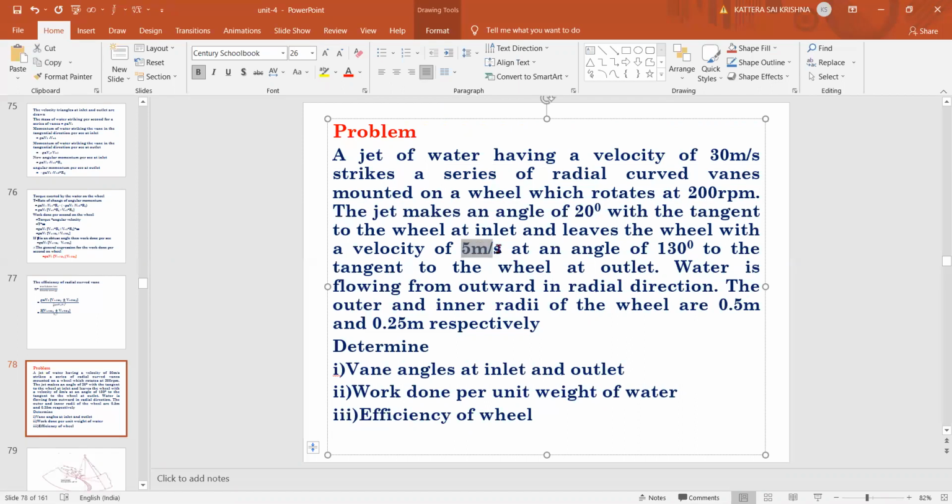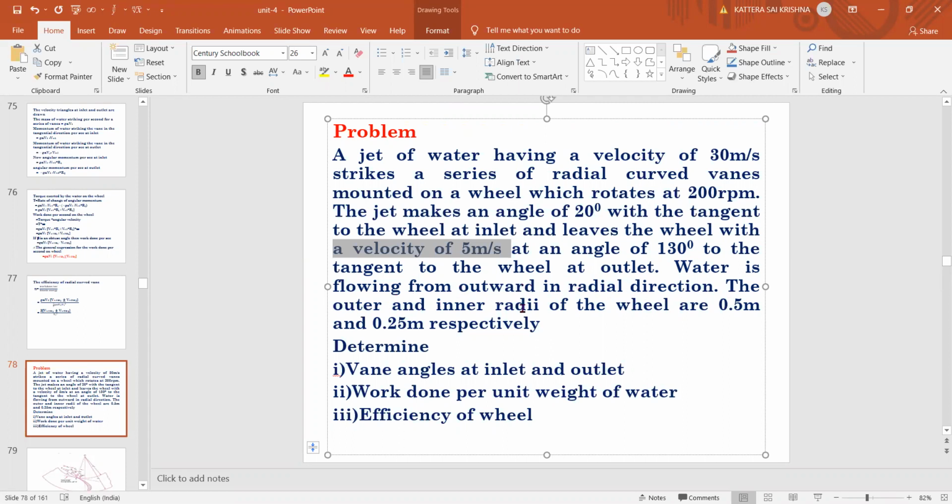So remember, he has given the velocity at outlet also. So V2 is also given, 5 meters per second. So see here, initial velocity 30 meters per second. The jet makes an angle 20 with the tangent to the wheel at inlet and leaves the wheel with a velocity of 5 meters per second. So the water after hitting the blade is coming out with a velocity of 5 meters per second. So that is V2, 5 meters per second. And it is coming at an angle of 130 degrees to the tangent of the wheel. So beta star is given as 130 degrees, to the wheel at outlet. So water is flowing outward in radial direction.